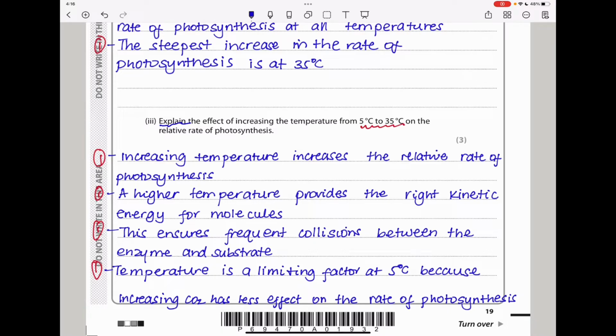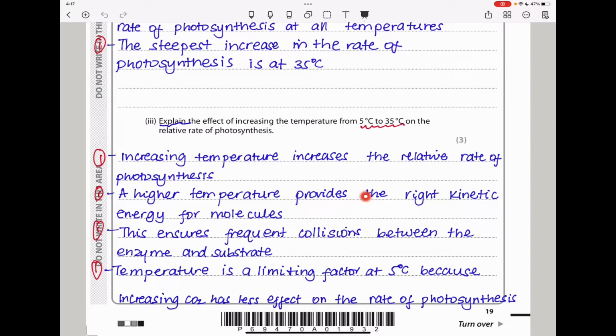Now, this is where we talk about the kinetic energy. We know the higher the temperature, the higher the kinetic energy the particles or substances that are reacting are going to have. Most of these reactions are enzyme controlled, so when the temperature is increased, the rate of reaction is going to increase because the enzyme and the substrate will have more frequent collisions. So here I said increasing the temperature increases the relative rate of photosynthesis. This is what is happening. Then we can give a reason for that.